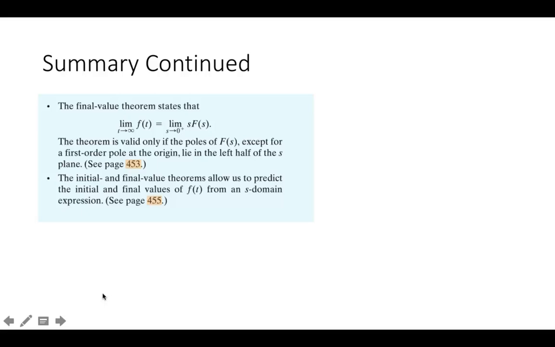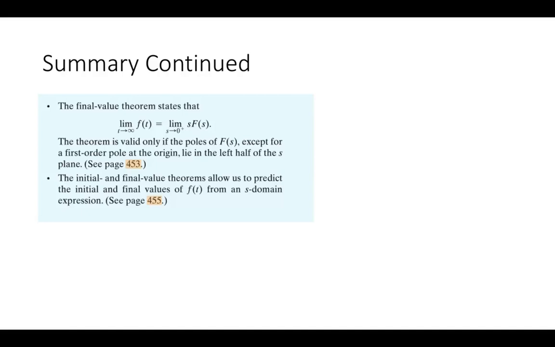Finally, the final value theorem says that we can determine the final value of a function in the time domain if we take F of s, its Laplace domain expression, multiply it by s, and take the limit as s goes to 0. So this is valid as long as all of the poles, unless you have a pole at the origin, in other words, unless you have a 1 over s term, lie in the left-hand side of the s-plane.